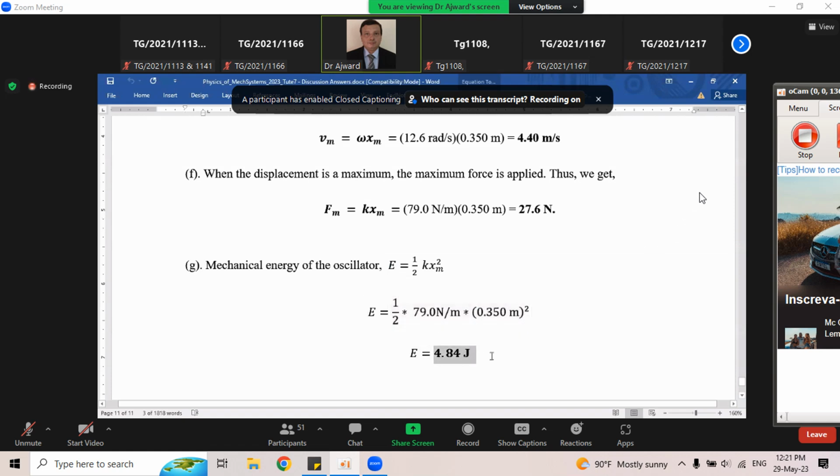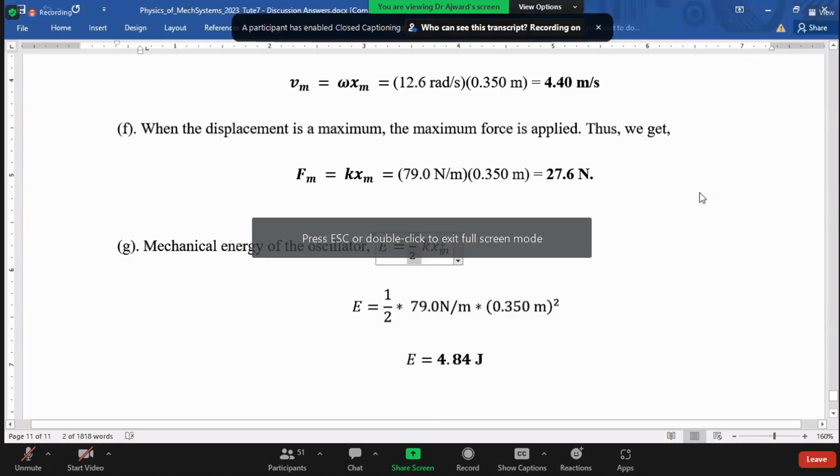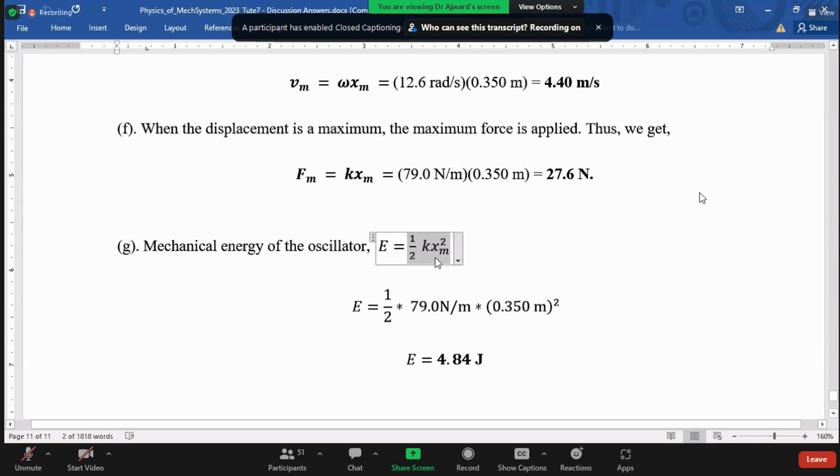And here you can put the numbers, and here you use the energy stored in this spring, or you can also use the energy stored in the block, that is kinetic energy, half mv squared. But both have to give the same answer. You can double check because you know the Vm value, you know the mass. But here, one method would be sufficient. So the mechanical energy of the oscillator is given by.